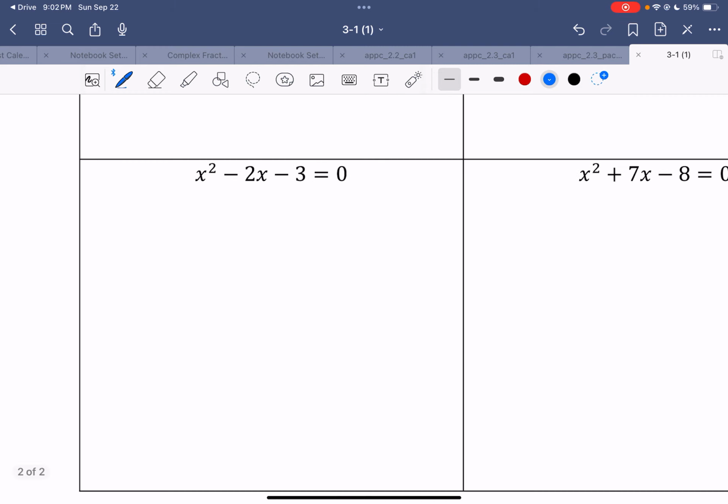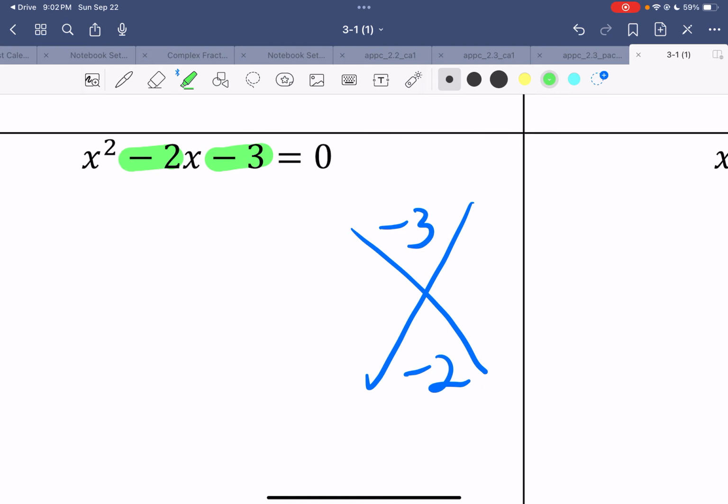Next one is going to be this one. I'm going to put negative 3 on the top, negative 2 in the bottom. I got these numbers from here and here, okay? So let's do this. What can give you 3? 1 times 3. I believe that's the only option. So I'm going to put 1 and 3.